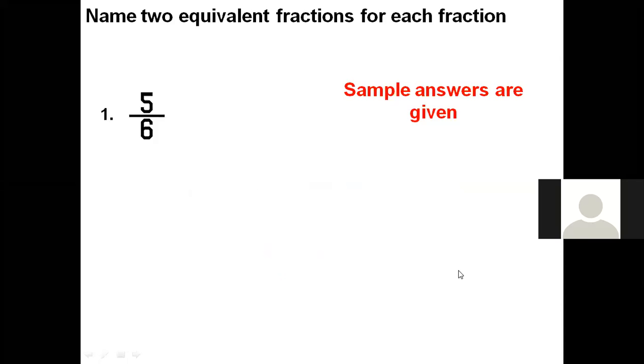25 out of 30. Excellent. So Hamza here, he multiplied by 5. 5 times 5, 25. 6 times 5, 30. Thank you, Hamza. Who can give me another equivalent fraction?